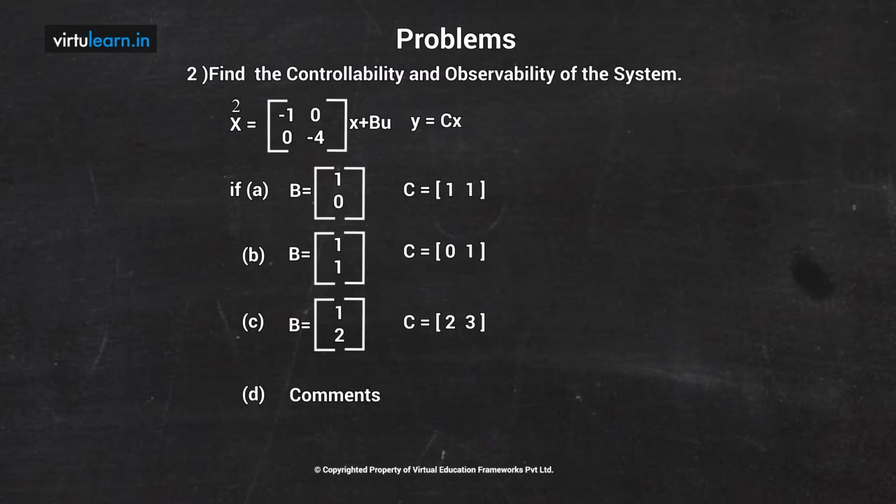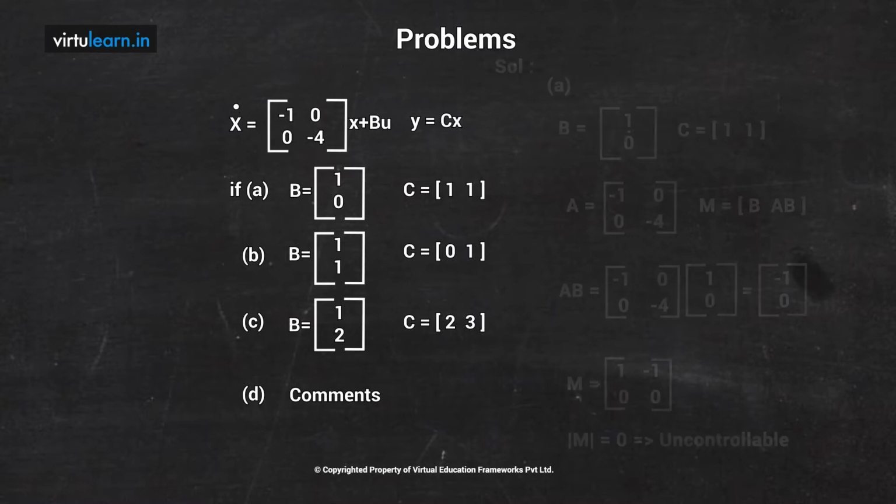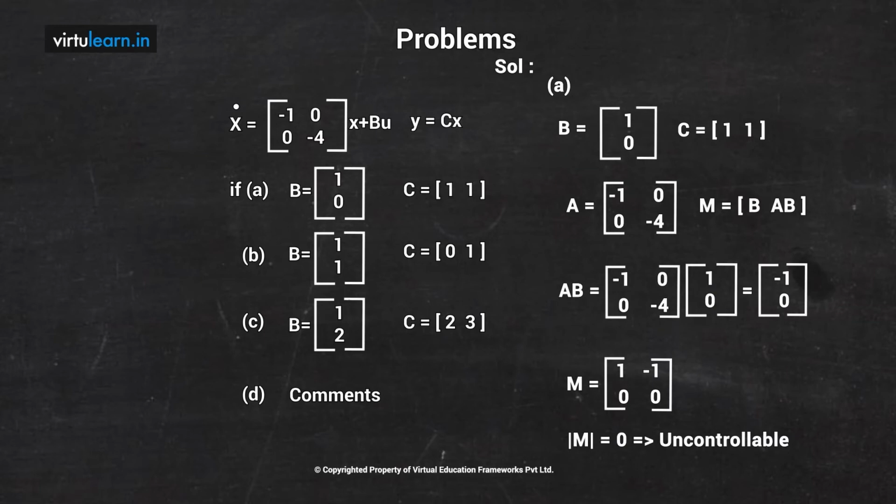In this particular system, the B matrix and C matrix are not given directly, and we have parts of the problem A, B, C, D. So in each part we have a B matrix and C matrix. We try to find the controllability and observability, and we'll try to draw some conclusions from these three cases. Let us start with the first case where B is [1; 0] and C is [1, 1], and we know that the A matrix is [-1, 0; 0, -4]. Of course, the D matrix is not there, D is 0.